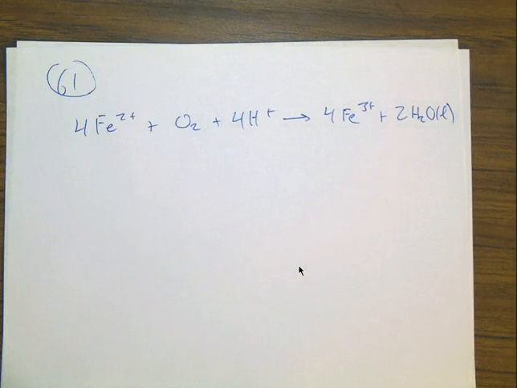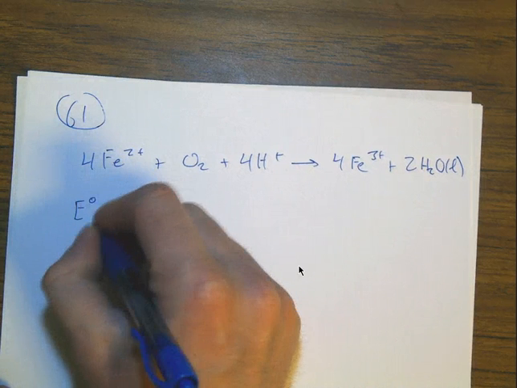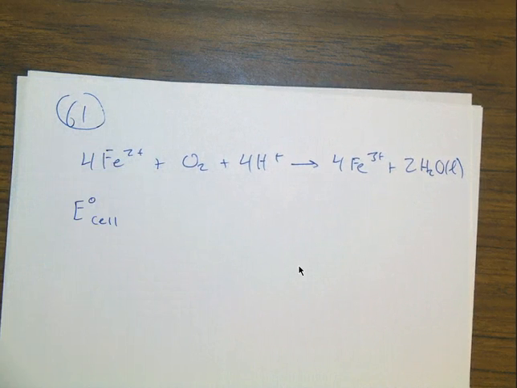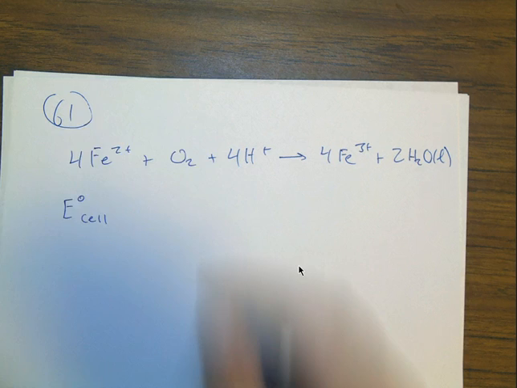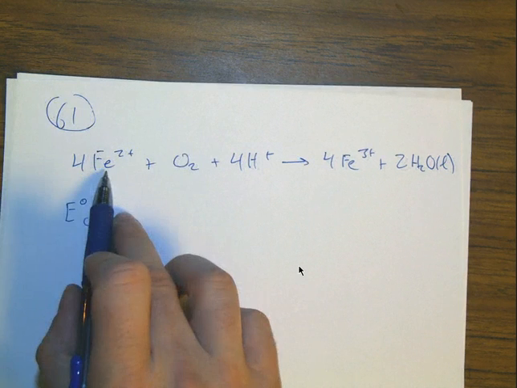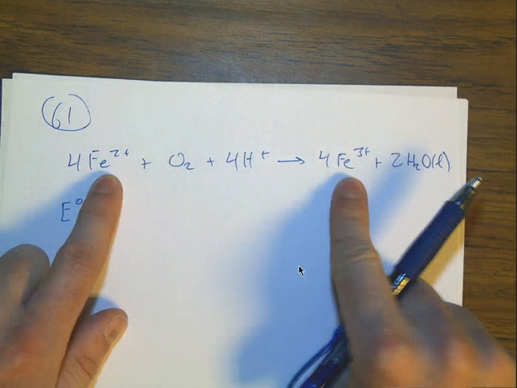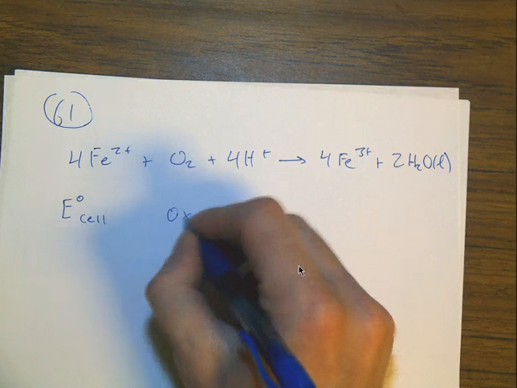So there's the reaction, and if they're asking for it under standard conditions, that would be E naught cell, and you would be calculating the voltage. Well, what I like to do is figure out E cell standard. You should always break it down into two half reactions. Remember, redox reactions, oil rig: oxidation is loss, reduction is gain of electrons. So in this one, Fe2+ is going to Fe3+. It is losing electrons, so this is my oxidation.